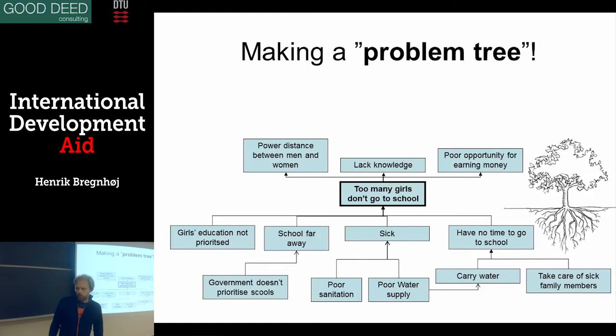So, this is a description of the problem area and the reasons for this. How can we use it to find out what to do? Very simple, we turn the problem tree into a solution tree. Just like that.